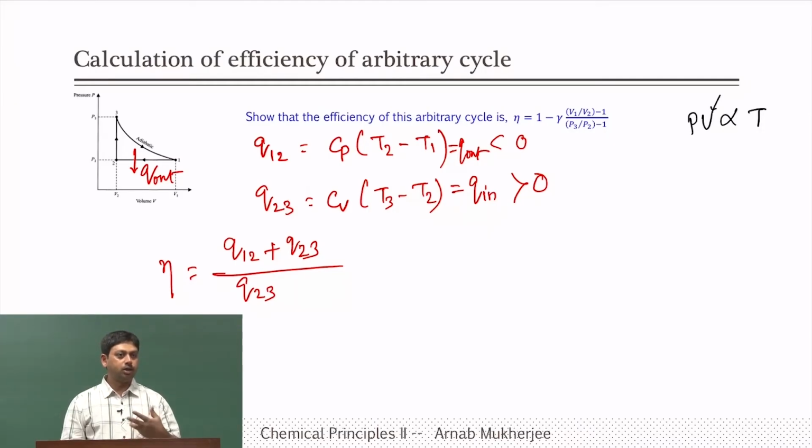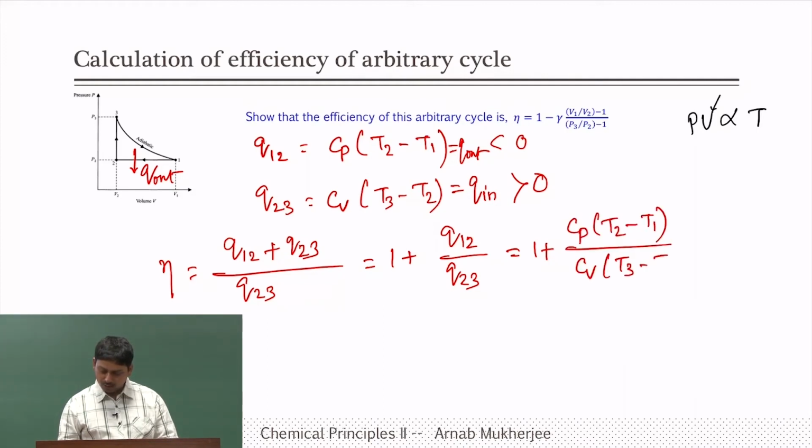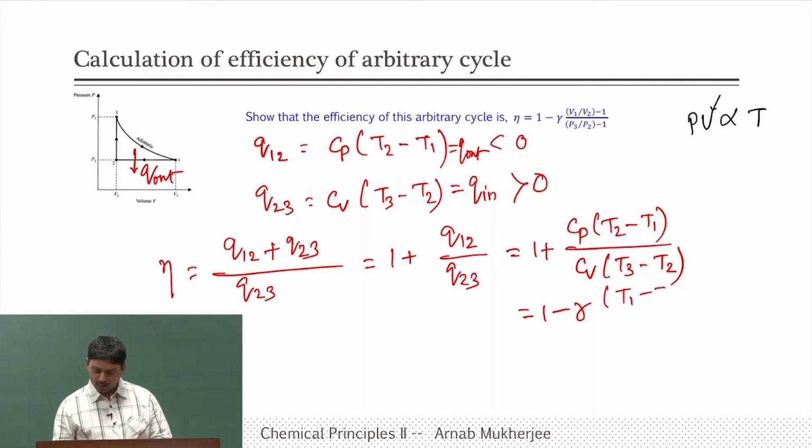Heat input will go to the denominator, which means it is 1 plus Q12 by Q23. It is not minus, because the minus is there in the value itself in Q12. So, therefore, it is just a plus, just to reiterate my earlier point. So, it is 1 plus. Now, Q12 is Cp times T2 minus T1, and this is Cv times T3 minus T2. I will write it in such a way that T2 comes to one side. So, 1 minus Cp by Cv is gamma, and I took a minus, so that I can write T1 minus T2 and T3 minus T2.